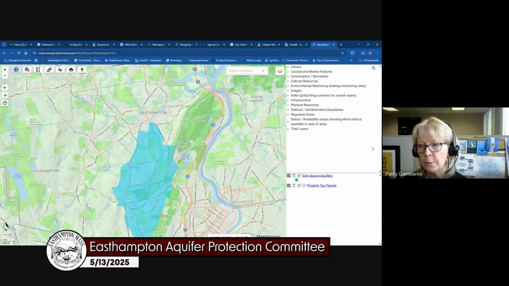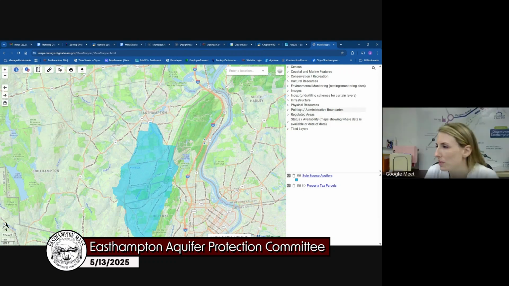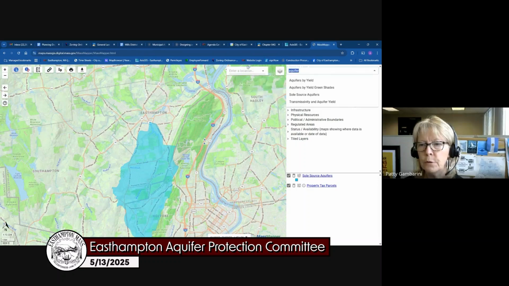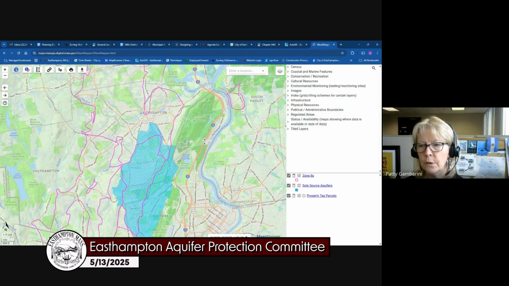So we might want to make sure that the city has the latest overlay for the zone 2 or the sole source, whatever. It's not anywhere in the zoning called sole source. Yeah, I know it has the zone 1 and zone 2. And the Mass Mapper has the recharge areas. If you just put in zone, it'll show. You can do zone 2, zone 2's dissolved, and then zone 1's dissolved.